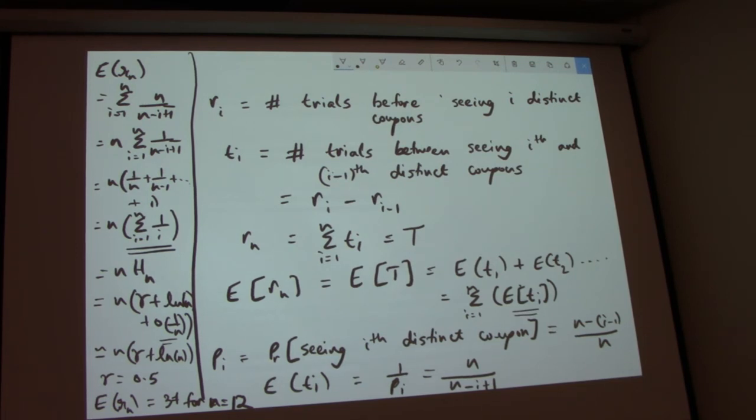Do you need to see all coupons? Yes. So Pn would be the probability of seeing the nth distinct coupon, given that you've already seen n minus 1 coupons. I still don't understand why it would be n minus (i minus 1). There are n distinct values that your coupons can have, and you've already seen i minus 1. Now in the next random trial, you want to know the probability that I see a new coupon, so you're discounting all the coupons that you've already seen.